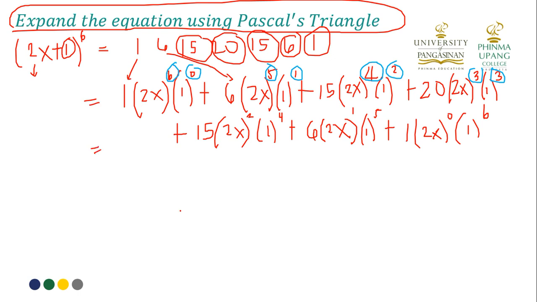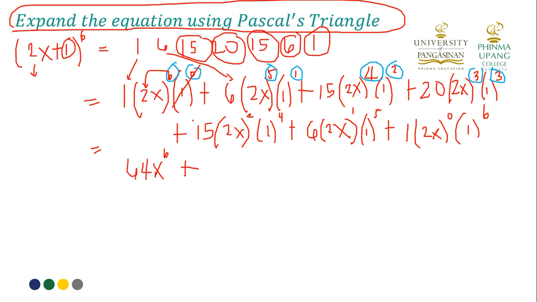The final countdown. What is 1 raised to 0? That is cancel. Then what is 6 raised to 2? Can you please utilize your calculator now? 64. So 64x raised to 6.